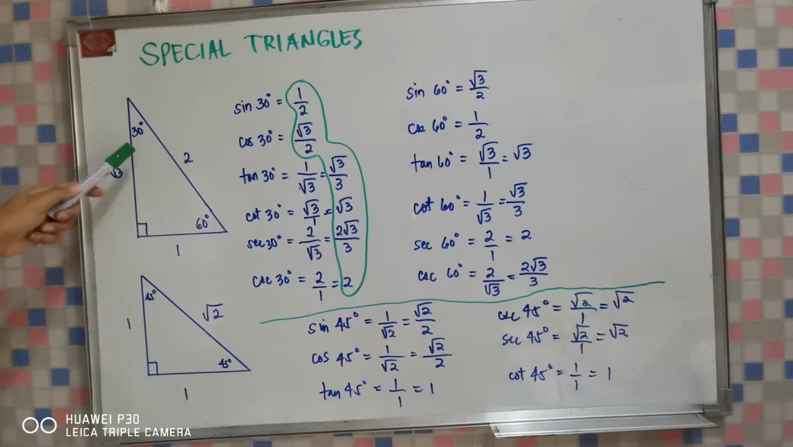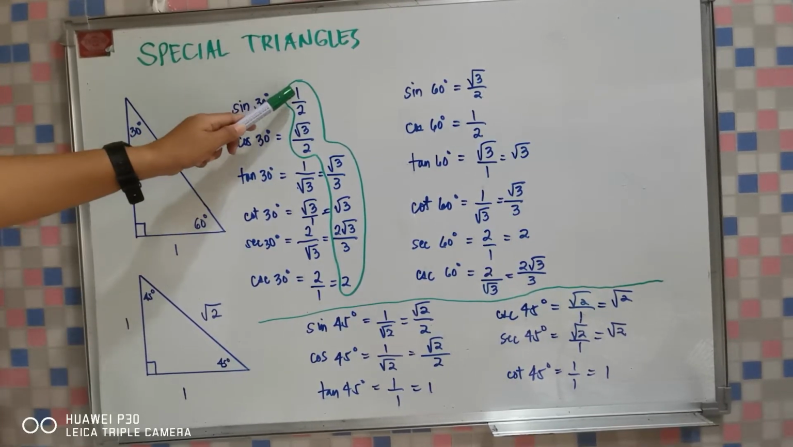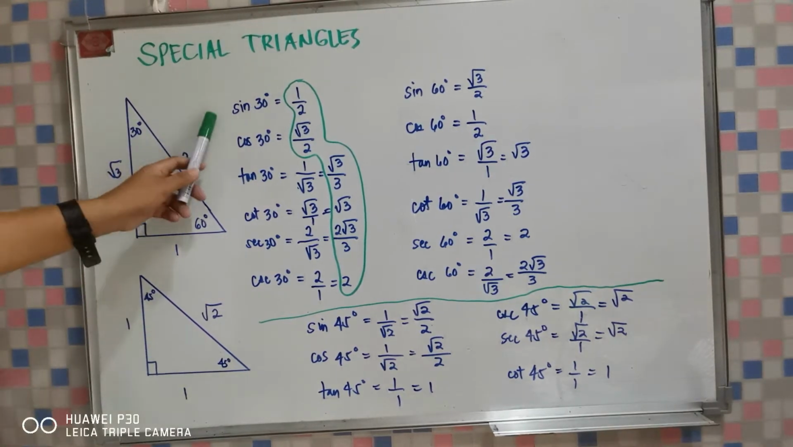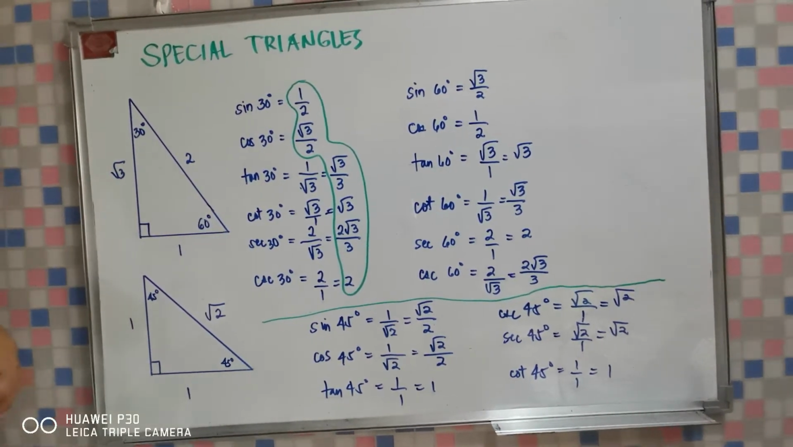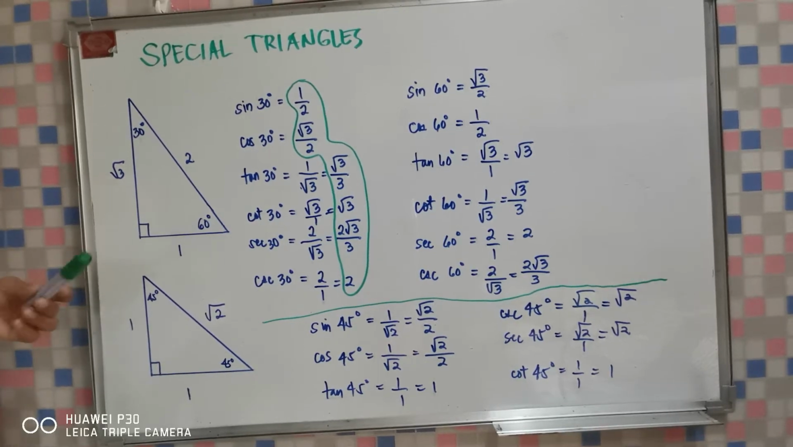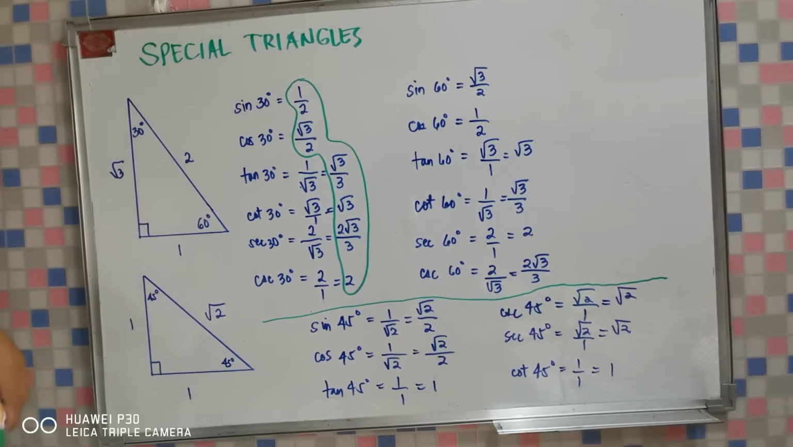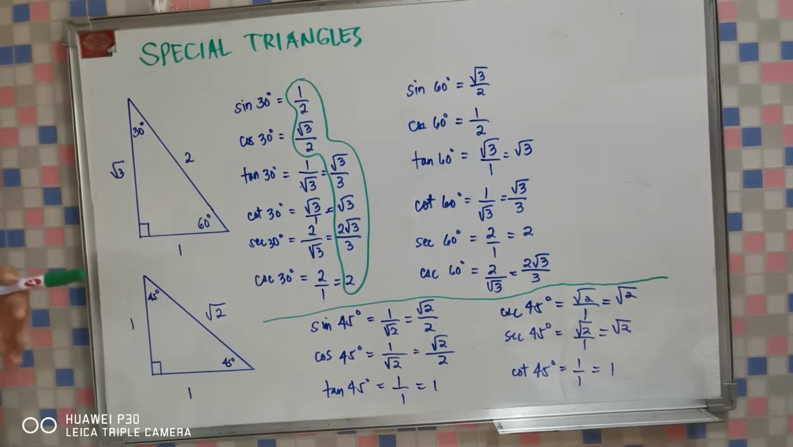Sine 30 degrees is opposite over hypotenuse. So opposite is 1 and the hypotenuse is 2. So sine 30 degrees is equal to 1/2. So if you can remember in the previous video, I presented sine theta equals 1/2. And we were looking for angle theta. Now, if you are very familiar with special triangles, you would directly say that theta is equal to 30 degrees. There were two possible values, right? Okay, let's have the first value.